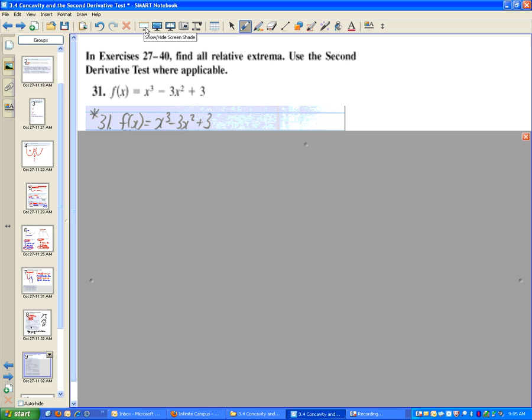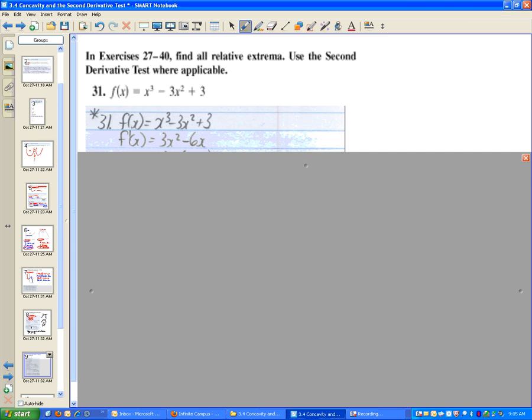Find all relative extrema. Use the second derivative test where applicable. All right, and I'm going to go fast, okay? I got to. So, number 31, f of x equals x cubed minus 3x squared plus 3. This is calculus, so the first thing we do is take the derivative. 3x squared minus 6x. We're looking for relative extrema this time. Relative extrema occur only at critical numbers. So we've got to find the critical numbers this time.